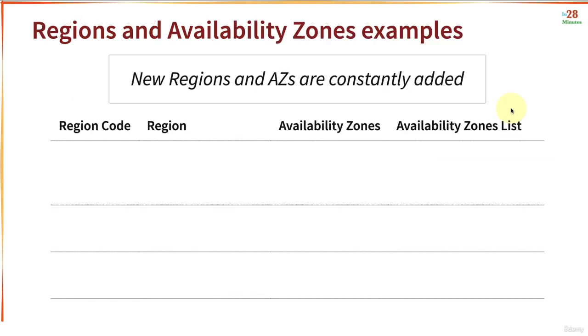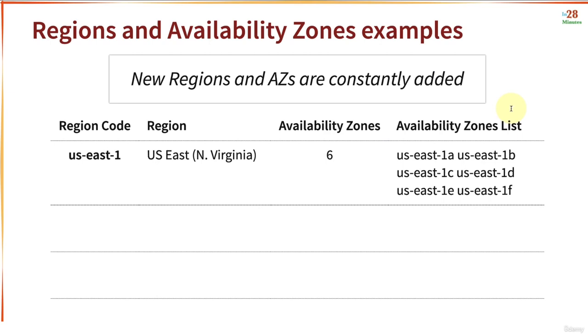Let's look at a few example regions and availability zones in AWS. US East 1. This is called US East North Virginia. And there are 6 availability zones. You can see that the name of a region is US East 1. And the name of the availability zone is the name of the region appended by an alphabet. For example, you have 6 availability zones running from A to F. So you have US East 1A, 1B, 1C, 1D, 1E, and 1F. These are the 6 availability zones in the region US East 1.